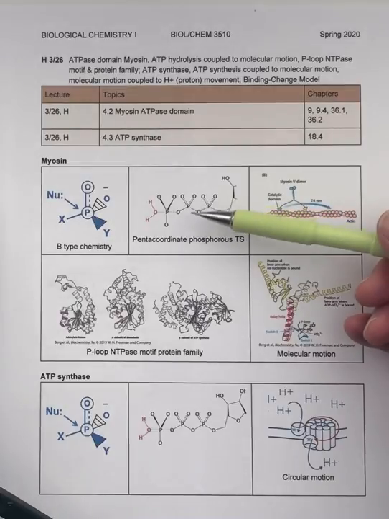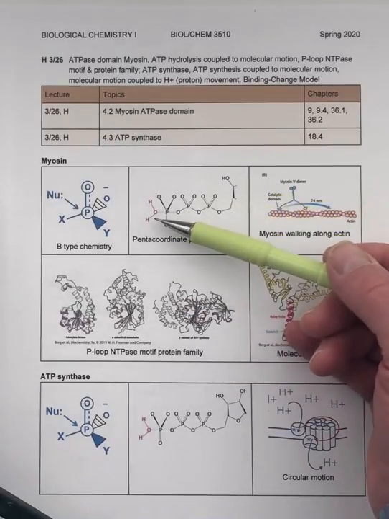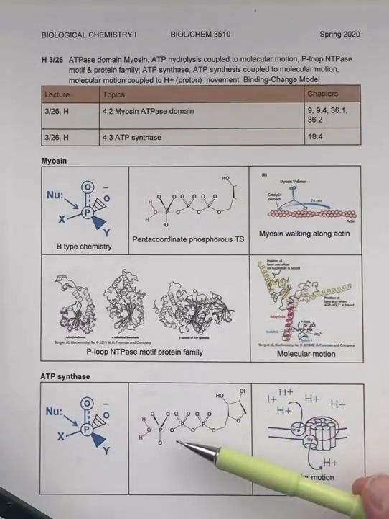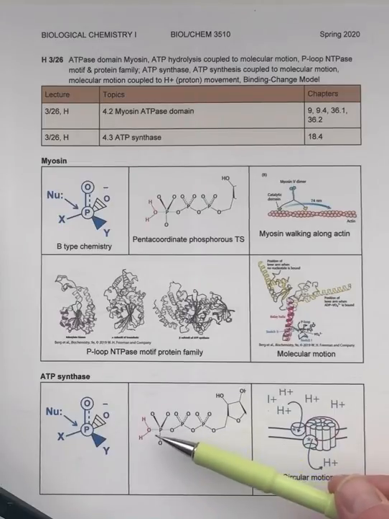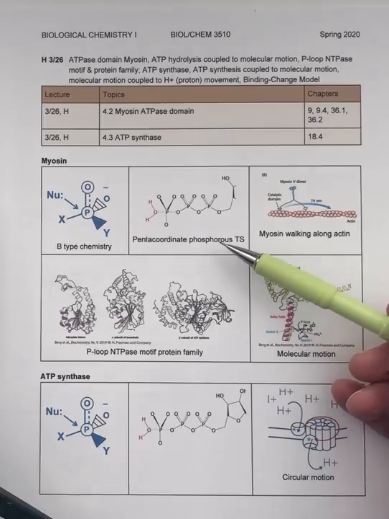We have this pentacoordinate phosphorus transition state. On this portion is ADP, and over here is water. And for myosin, water is the nucleophile, ADP is the leaving group. When we're fabricating ATP at the catalytic subunit of ATP synthase, now ADP is the nucleophile and water is the leaving group. But in both cases, we encounter this pentacoordinate, it's also called the pentavalent, phosphorus transition state.